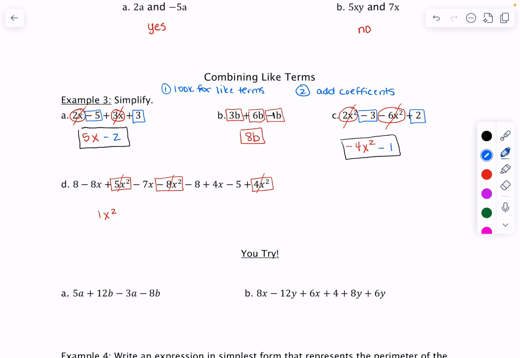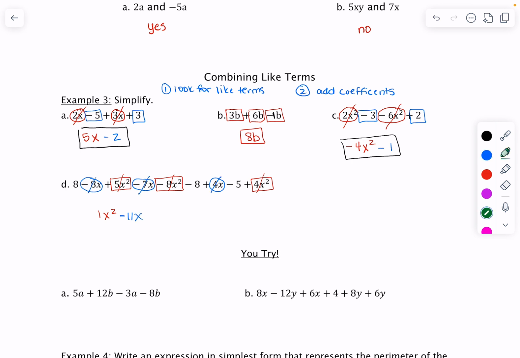The next things I'm going to look for are my x's. So I've got a 4x, a -7x, and a -8x. Remember to circle that sign. -8 plus -7 is -15. -15 plus 4 is -11x. Keep the variable, change the coefficient.